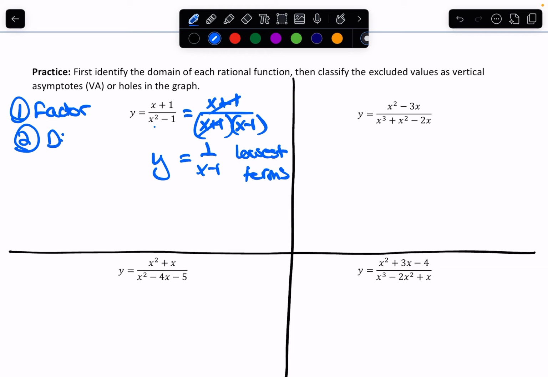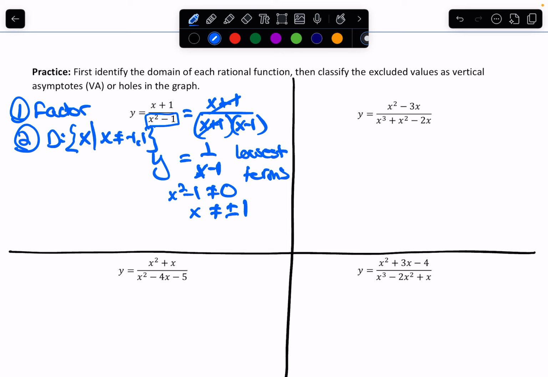And actually, when we are finding the domain, we need to take the original one, because that's what we've got. So x squared minus 1 cannot equal 0. Well, we already did this, and we ended with x cannot equal positive or negative 1. So the domain is x such that x cannot equal negative 1 or 1.